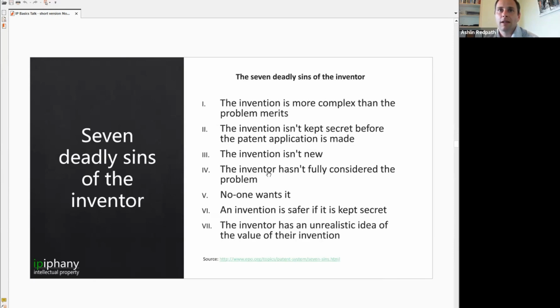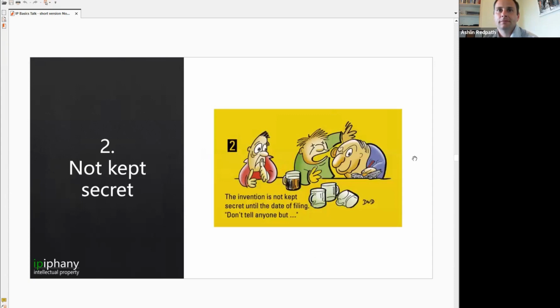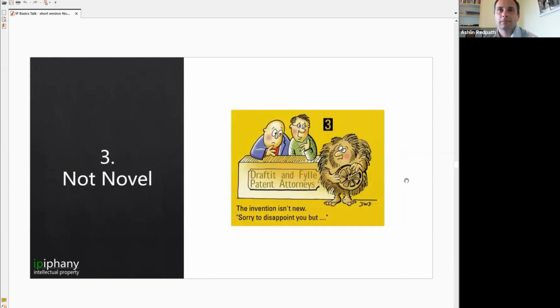So I've got a few cartoons here. These are sort of common problems that we have with inventors. We'll go down here. So over-engineering things. Engineers love doing this, making something more complex than what's really needed. And of course, telling people about the idea before they've filed a patent application. Don't talk to people in the pub about it.